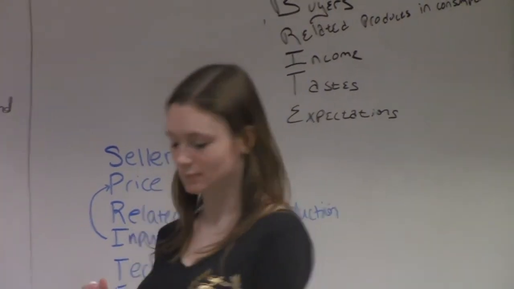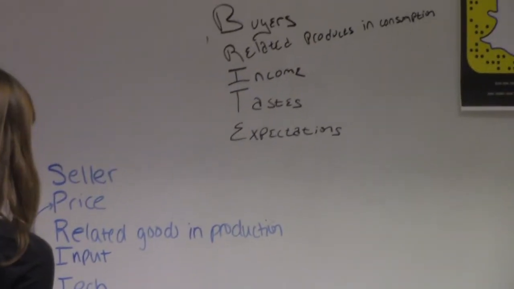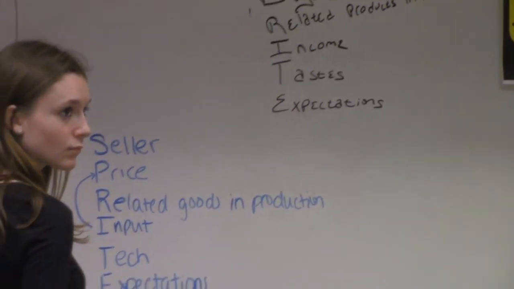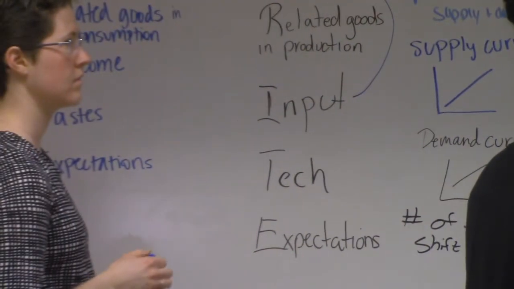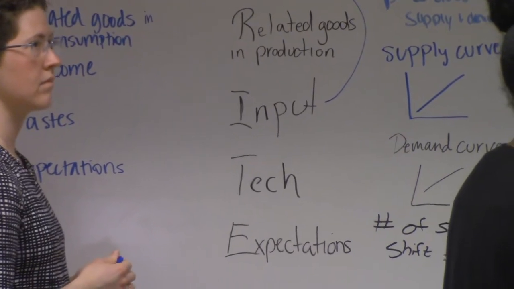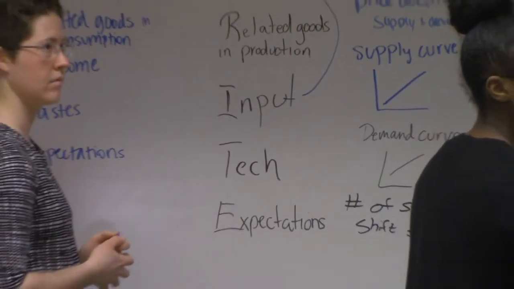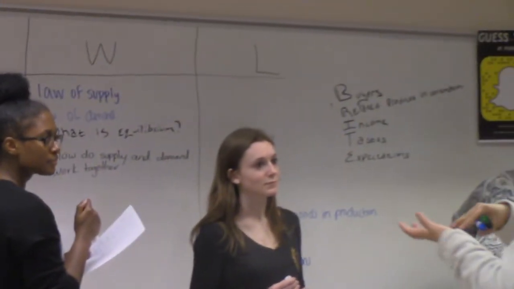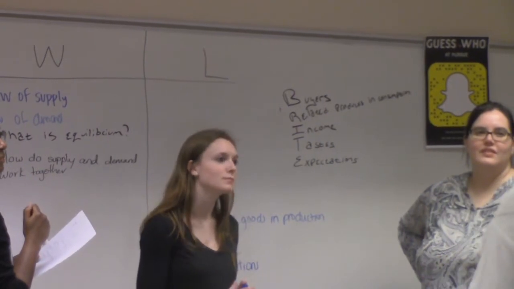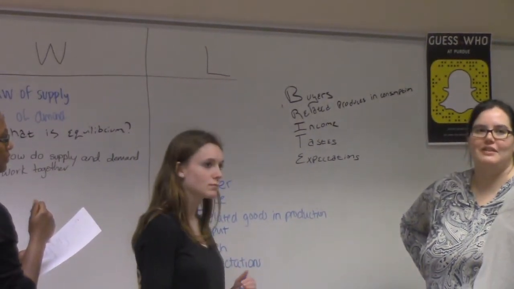Okay. So then input price, isn't that basically the same thing as related goods in production? I don't understand how those are different. Okay, so does anyone know what input price is? For example, if you were gonna make brownies from scratch, what would be something that you would consider input price? Eggs. Eggs, because you're using eggs for your brownies, so that would be your input price. Does it make sense? Right, but that's a good that I'm using in the production of the brownies.